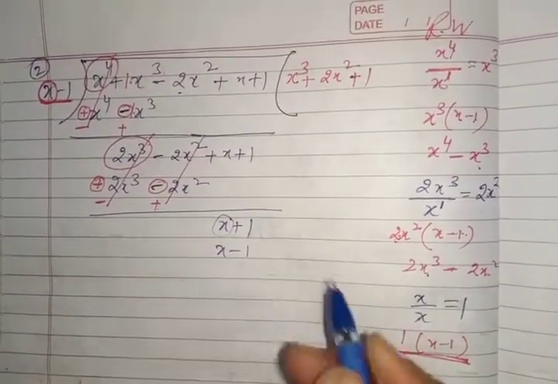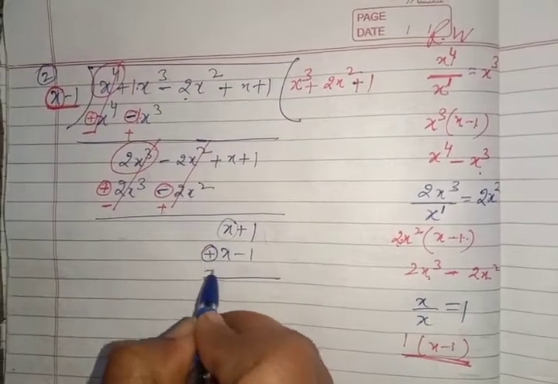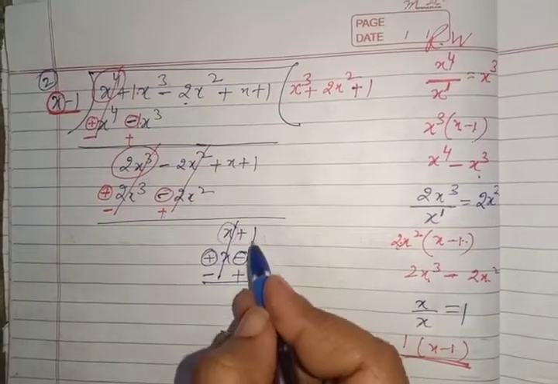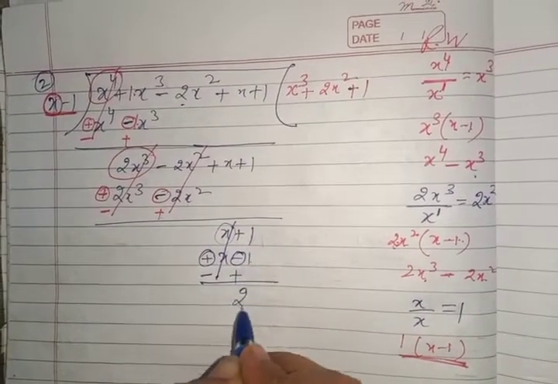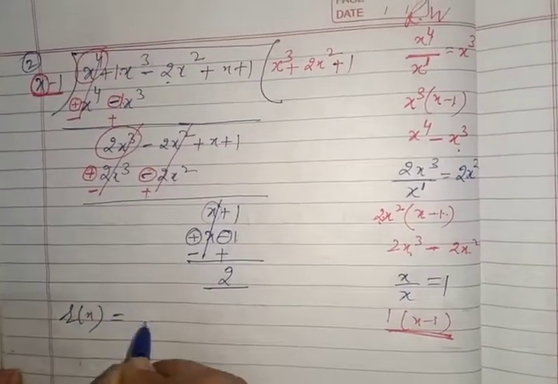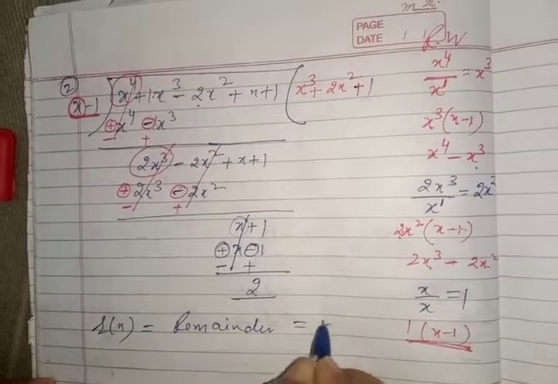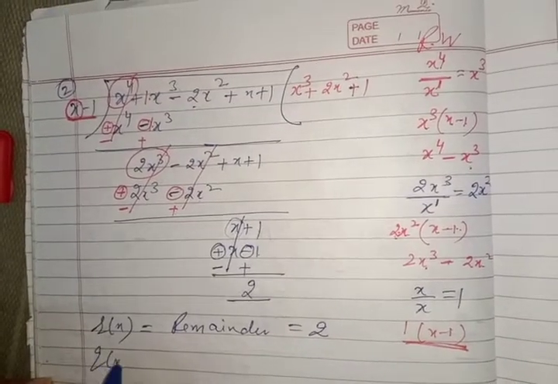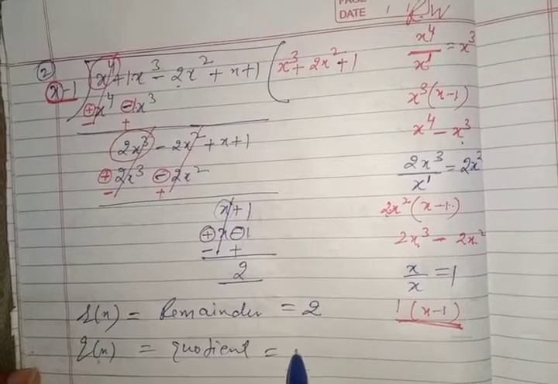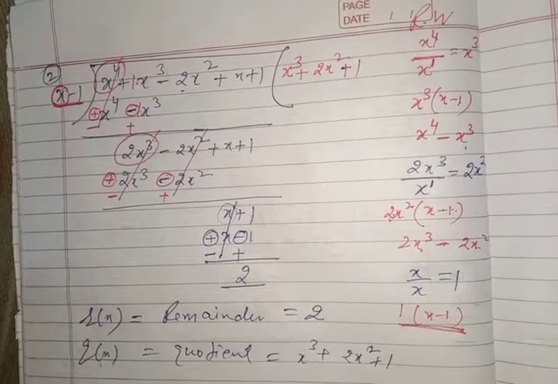So x minus 1. Now change the sign. Its sign is plus, make it minus. Its sign is minus, make it plus. 1 plus 1 is 2. So in this case, remainder is equal to 2, quotient is equal to x³ plus 2x² plus 1.